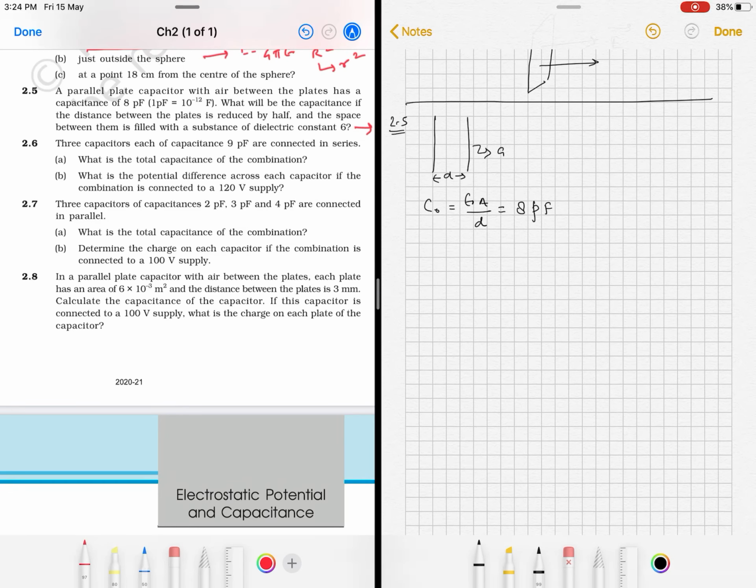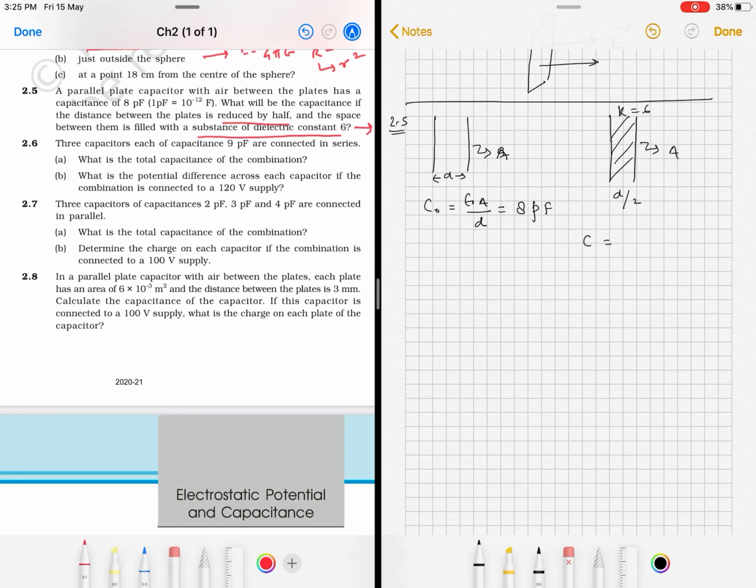Now in the second case, the distance between the plates is reduced by half and the space between them is filled with a substance of dielectric constant 6. In the second case, the separation D becomes D by 2. There is no change in the area, it is the same, and this whole space is filled by a dielectric of dielectric constant 6.